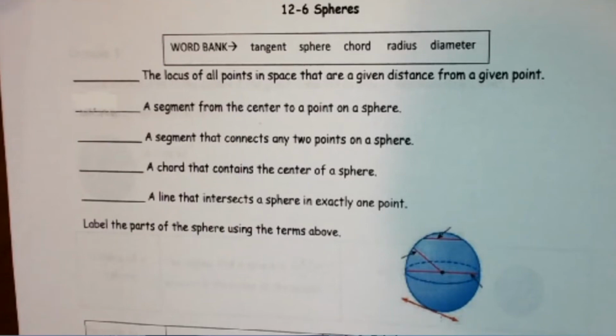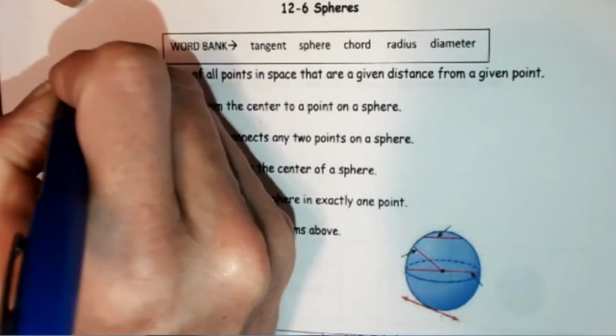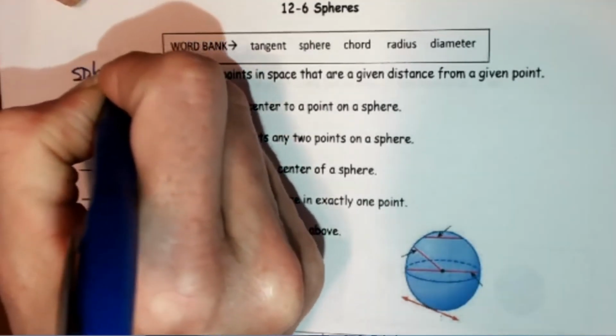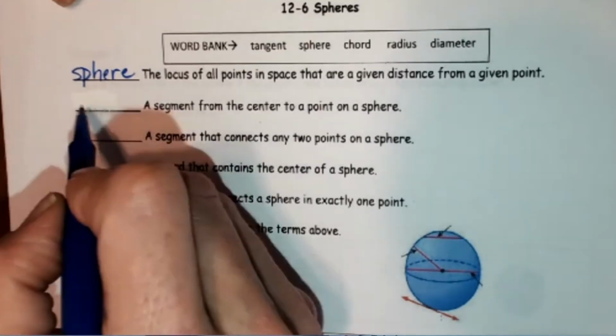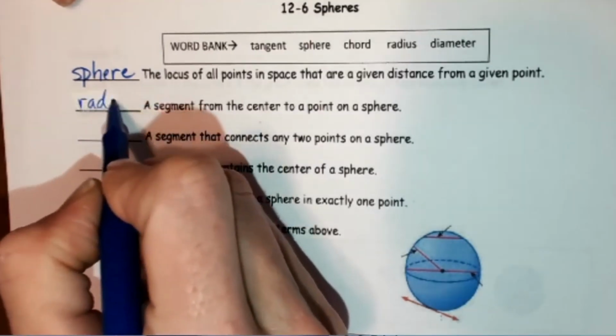The locus of all points in space that are a given distance from a given point, well, this is the definition of a sphere. So the sphere is made up of all the points that are the same distance away from our center. A segment from the center to a point on the sphere, well, anything that connects the center of the sphere to a point on the sphere, just like in a circle, is a radius.